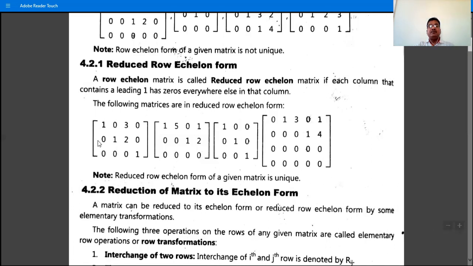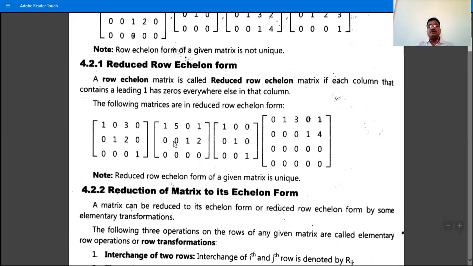That is, if you observe the first column, it contains a leading one, and other than 1, all entries are 0. The second column contains a leading one, and other than 1, all the entries in the second column are 0. The third column does not contain a leading one. The fourth column contains a leading one, and all the entries other than 1 are 0. So this matrix is in reduced row echelon form. This matrix is in row echelon form as well as reduced row echelon form.